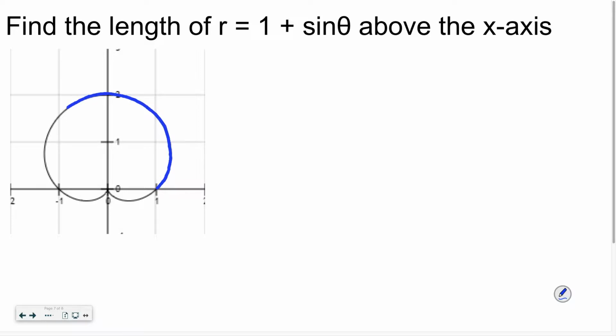Now I'm going to tell you that when you do arc length, you're going to want to use symmetry as much as you can. You want the smallest window for your limits of integration as you can possibly get. So instead of going from 0 to pi, what could we do to make it even smaller? 0 to pi over 2 and then double it.